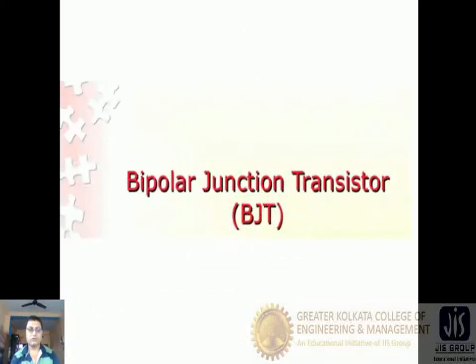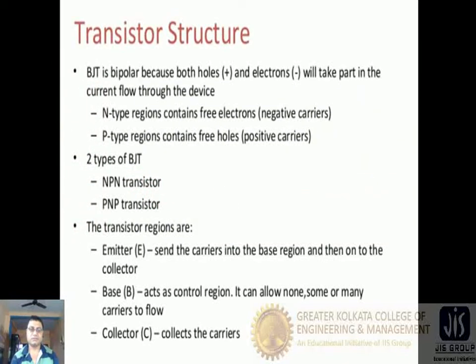So now we are going to discuss the bipolar junction transistor, or the BJT. It is the most useful transistor in the recent world also. BJT is a bipolar device because both hole and electron take part in the current flow through the device. That is why it is called the bipolar device. It is a very important thing, because BJT is called the bipolar device due to the conduction taking place due to both electron and hole.